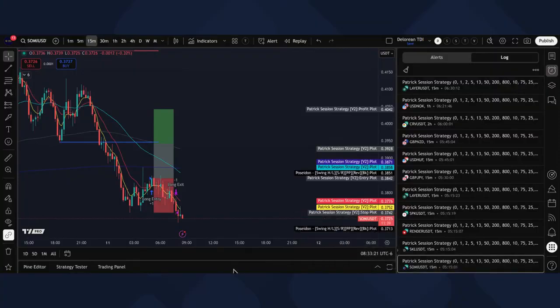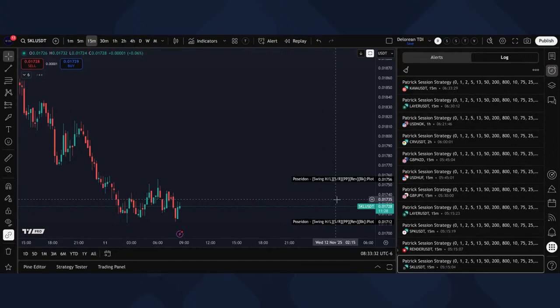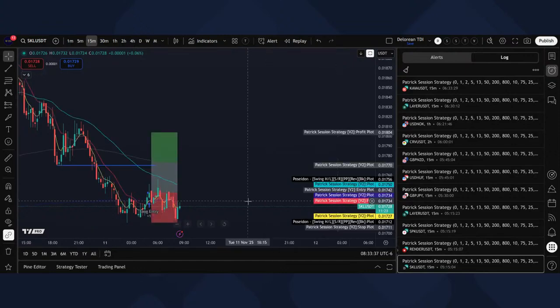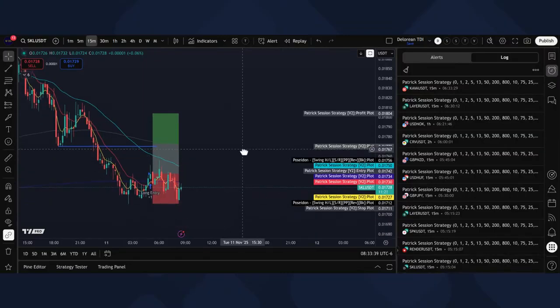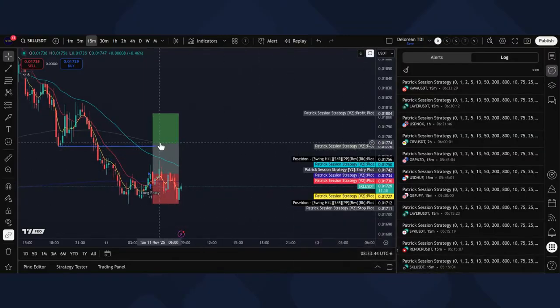We have an invalidated trade on SOMI versus Tether. It hit stop loss. Obviously, the bias for cryptocurrency is sell right now. And we have an invalid trade on SKL versus Tether. We have gray, aqua, blue. That's consolidation. Price has been moving sideways since 1:30 in the morning.